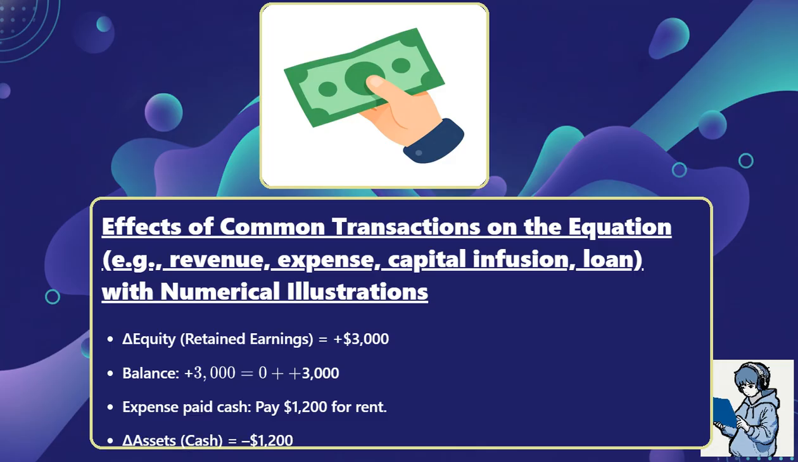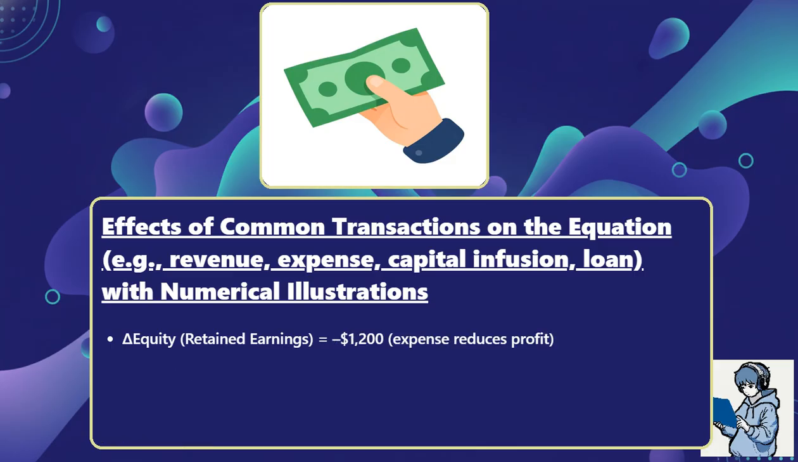Delta assets, cash, equals minus $1,200. Delta equity, retained earnings, equals minus $1,200. Expense reduces profit. Balance: minus $1,200 equals 0 plus minus $1,200.